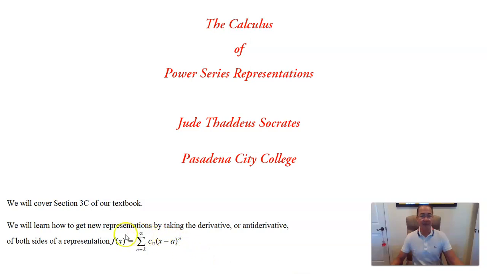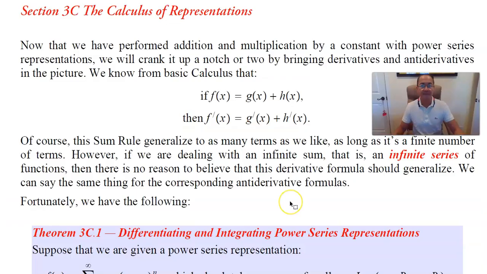So what does that mean? We will take an existing representation, and we basically have only one example, and that is the geometric series. And we will take the derivative or the antiderivative of both sides of this equation, and that will give us a new representation. So let's go to section 3C of our textbook, and we'll see what's going on there. All right, here we go.